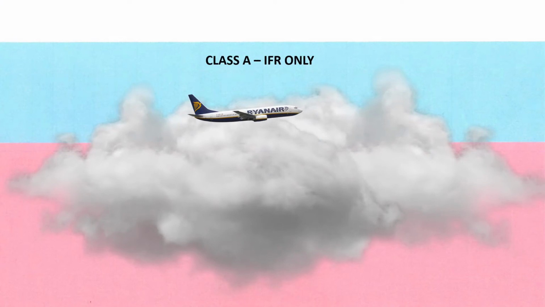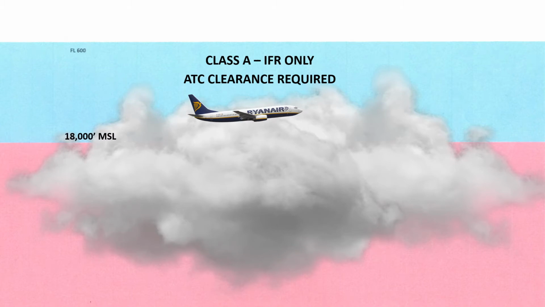Class A airspace is IFR only, and ATC clearance is required. There are no clearance distances from clouds and there is no visibility requirements because you have to be on an IFR flight plan. Class A airspace starts at 18,000 feet MSL, goes up to flight level 600. And remember, in Class A, you have to have your altimeter set to 2992. All altitudes in the Class A airspace are considered flight levels, i.e. flight level 600 is essentially 60,000 feet if the surface altimeter was that standard 2992.